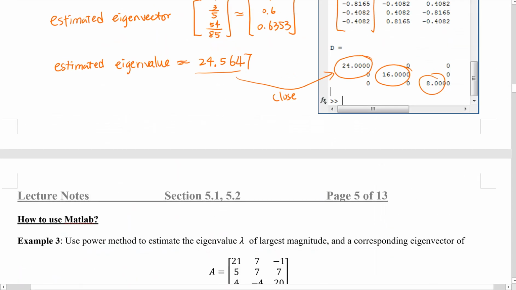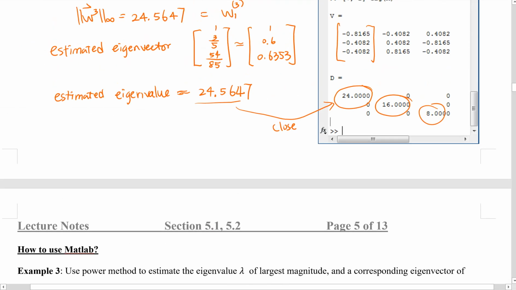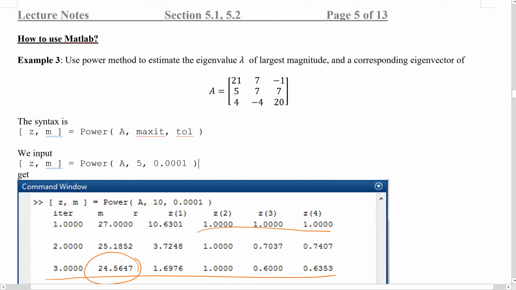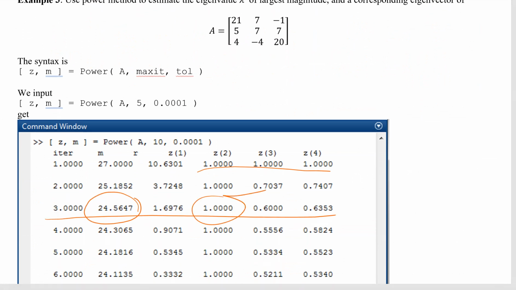Yeah, see, we get 24.5647, and our estimated eigenvector is 1, 0.6, 0.6353. And here, see, we get 1, 0.6, 0.6353. So our answer agrees with MATLAB. So this is also a good thing for our course.